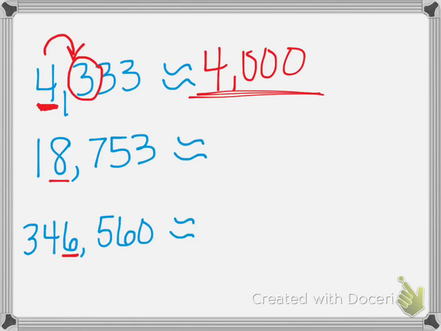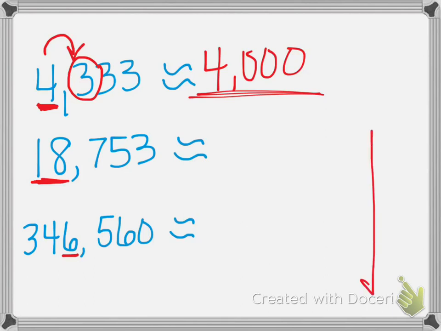Okay, next one. Again, we're going to round to the nearest thousands. Now, we can't just say there's only 8 thousands because there's a number to the left of it. So there's really 18,000. So we have to think of this whole number right here. So we have 18 thousands. One more thousand would be 19,000.